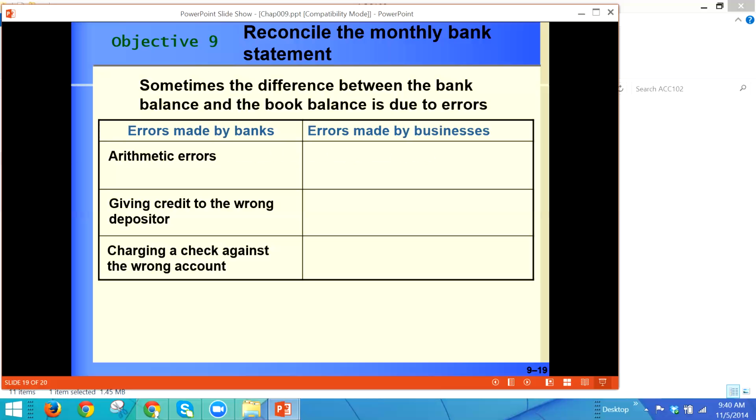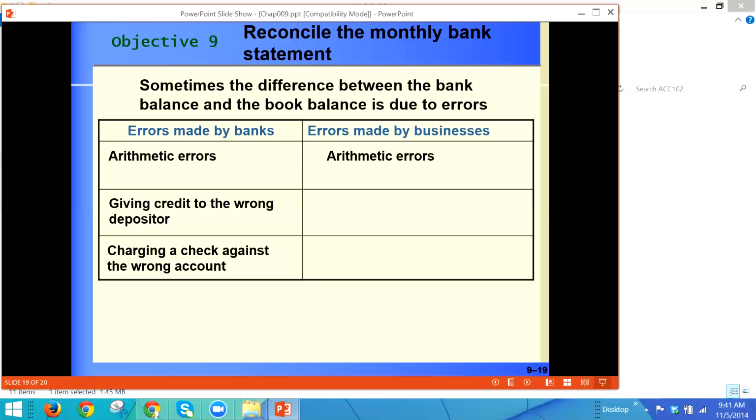Well, let's go back. These three, especially giving credit to the wrong depositor and charging a check against your account, and it's not the check that you wrote, it's someone else's check for their account. This is why you want to reconcile the bank statements to your cash account. And you need to do this personally too. Because sometimes things happen to your checking account that you did not approve or authorize. And sometimes they're just made by errors.